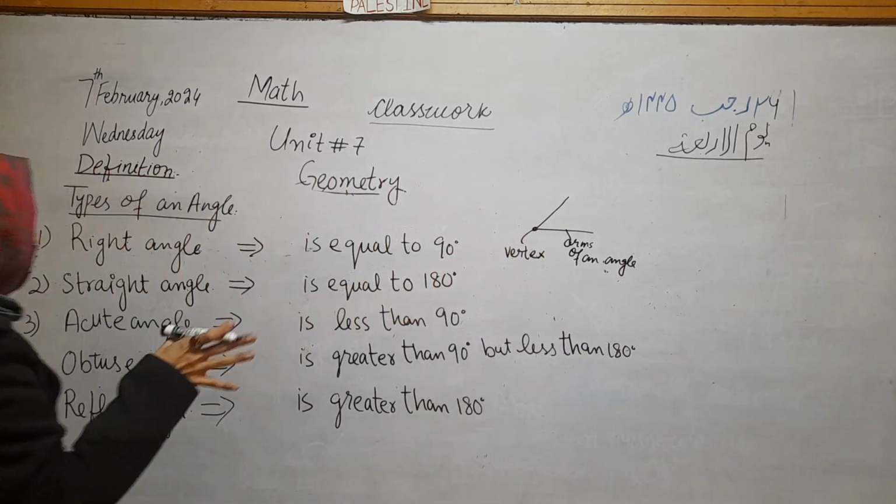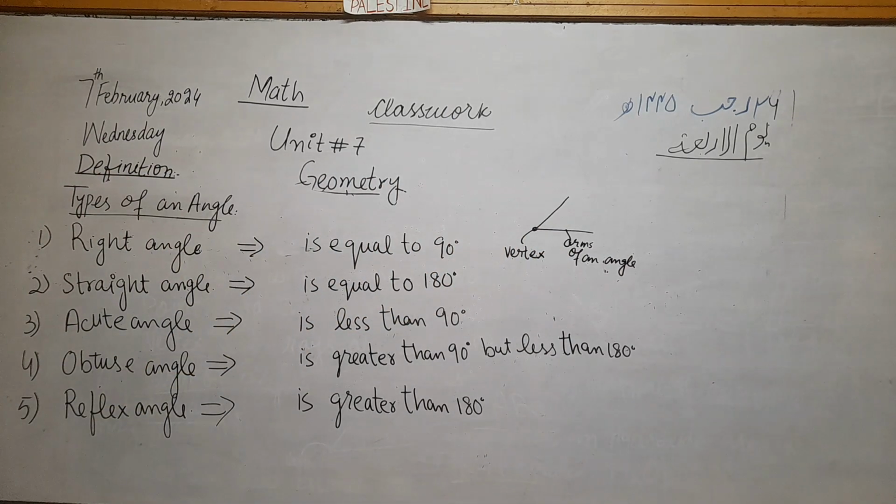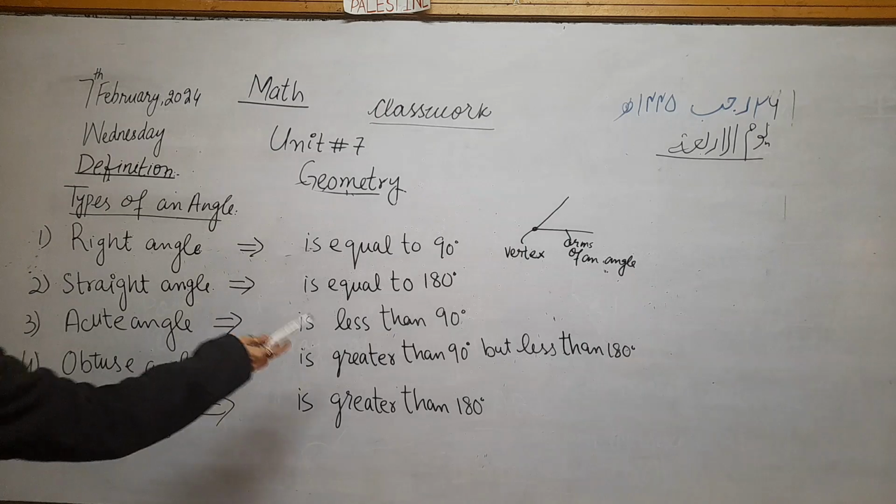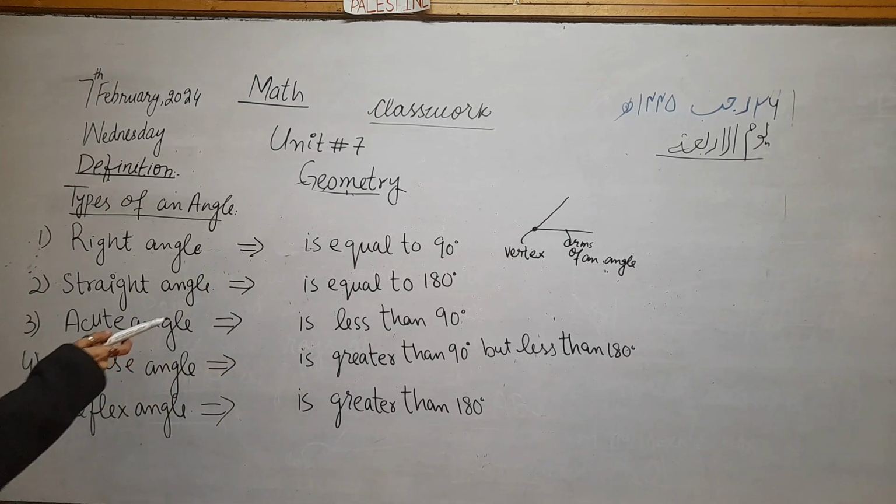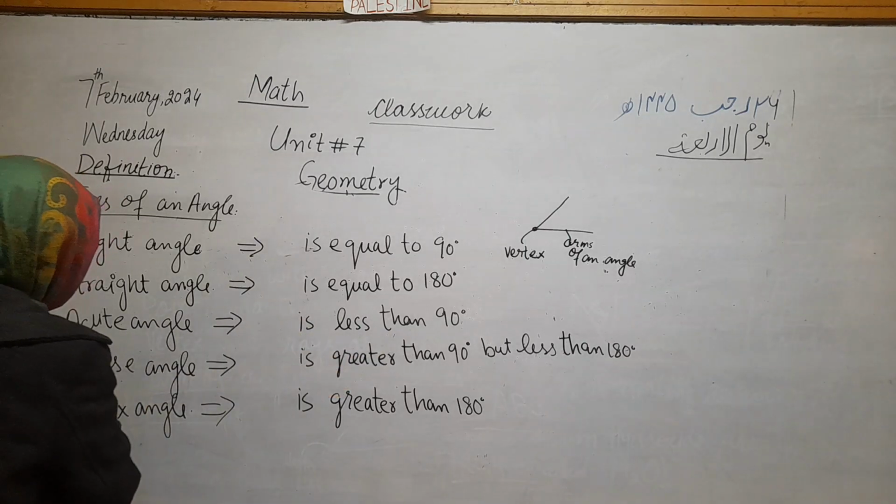After this, we have seen the types of angle, but we have 5 types of angle which we have discussed in this class. The right angle is equal to the 90 degree, straight angle is equal to the 180 degree, and acute angle is less than 90 degree, and obtuse angle is greater than 90 but less than 180, and reflex angle is greater than 180.